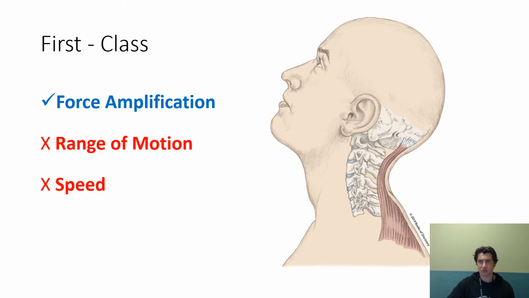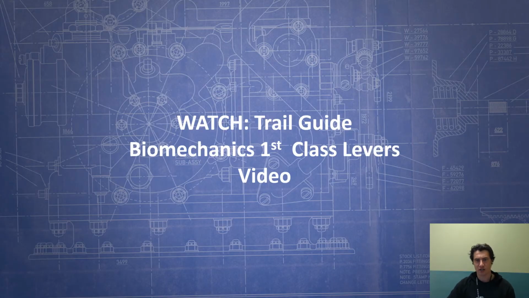First class levers are really good for force amplification. So in terms of exam questions, being able to explain, for each type of lever within the body, what its outcomes are. So producing a lot of force for first class levers doesn't allow for a lot of range of motion, and it doesn't allow for a lot of speed. So an example in the body is the joints of your cervical spine are an example of first class levers. Check out the video on first class levers, really good visual explanation.